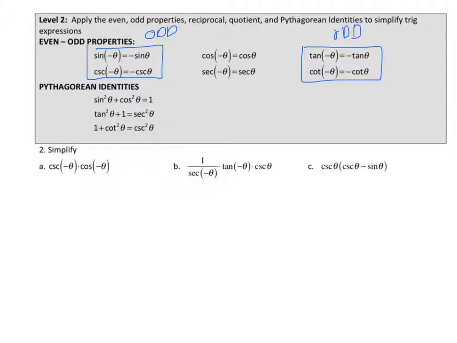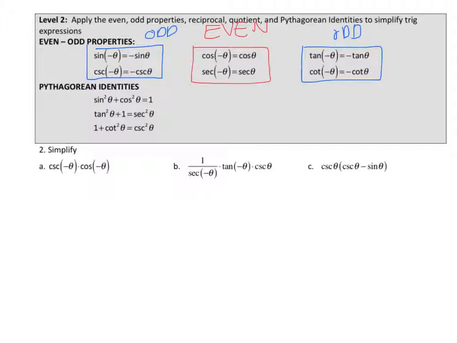Odd functions, if you plug in a negative version of the variable, you end up with a negative version of the function. So if I plug negative theta into sine, I get negative sine theta. Same with cosecant, tangent, and cotangent. Cosine and secant are both even functions, and if I plug negative theta into cosine and secant, I just end up with what I started with, positive cosine, positive secant. So the negative sign just goes away in those.